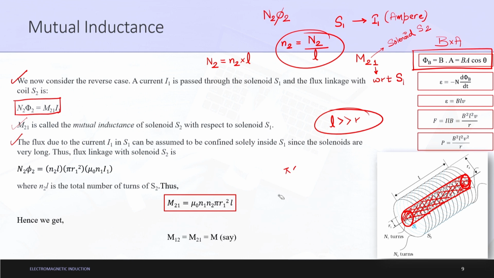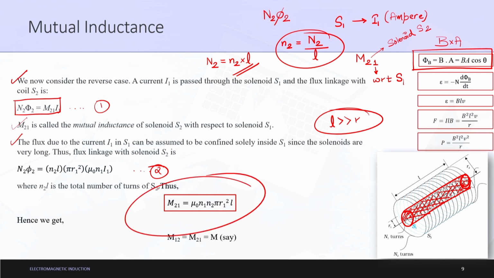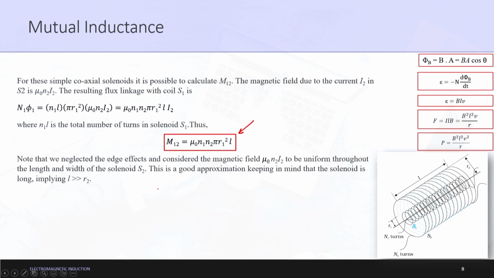So, N2 phi 2 is equal to small n2L into pi R1 square into mu naught N1 I1, where N2L is the total number of turns of S2 as depicted here. Moving on, using this equation and this equation, we get M21 is equal to mu naught N1 into pi R1 square L. Remember this, and let us move on to the first case.